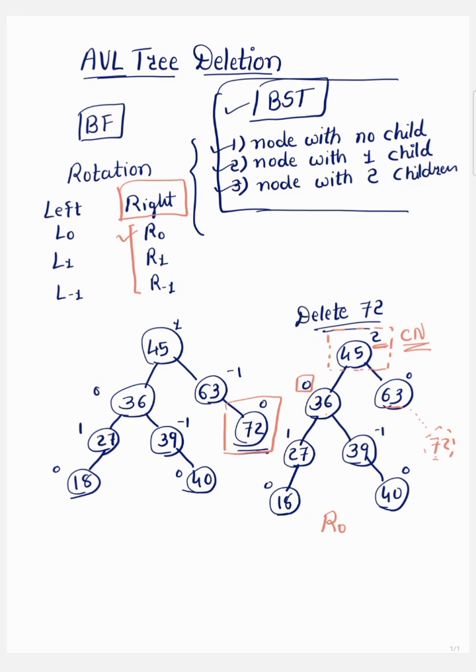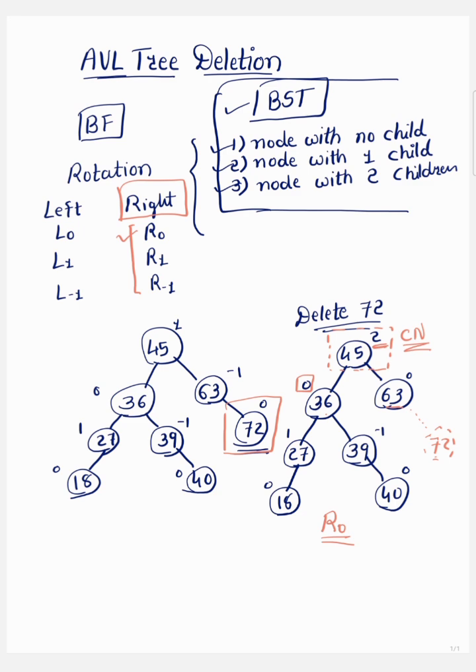First you need to check from which side of your critical node that particular node is deleted. That will tell you whether it is a left rotation or a right rotation. Now from that right rotation you have three options: R0, R1, R minus 1. So you need to check the critical node's left child's balance factor. Here the critical node's left child balance factor is 0. That's why it's an R0 rotation.